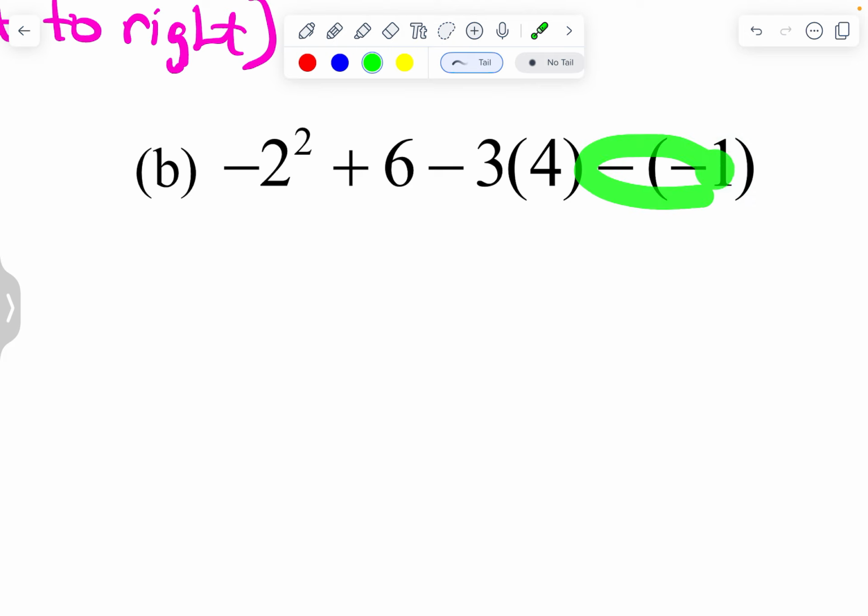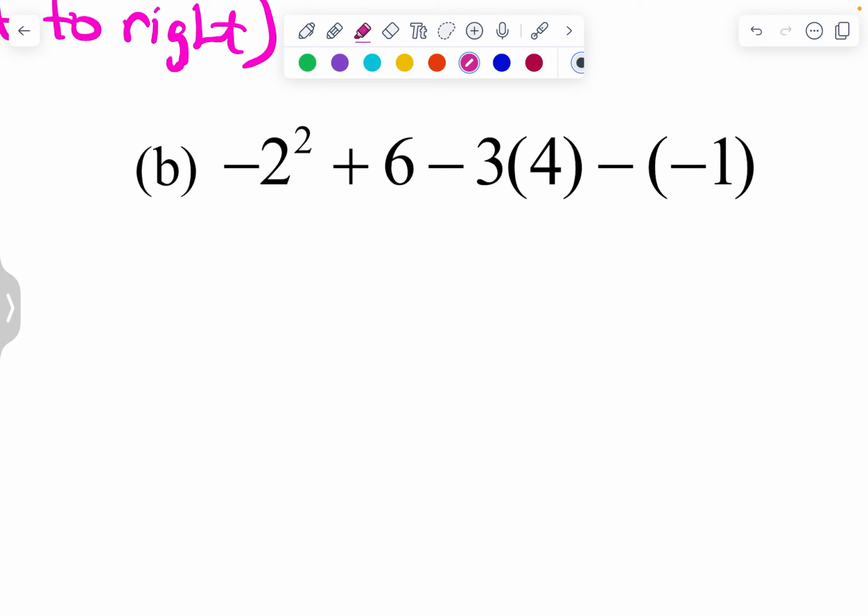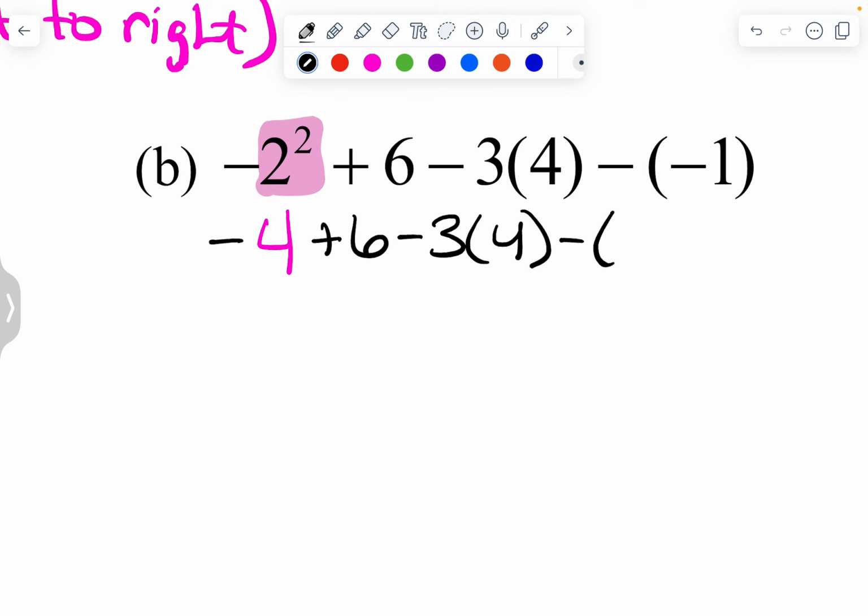All right, we need to deal with this double negative, and we're going to take care of that as a multiplication problem. So while I have parentheses here and here, I can't do anything inside the parentheses. So that means the first step that I'm going to be doing is my exponent. So the exponent, the 2 here squared. So nothing else is going to change. So there's my negative. 2 squared is 4. And everything else I am just leaving as is.